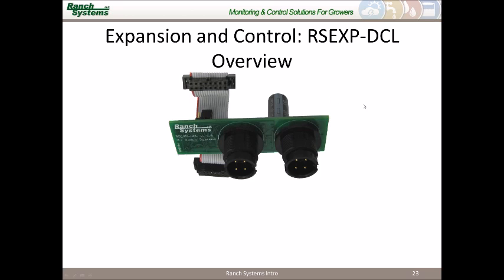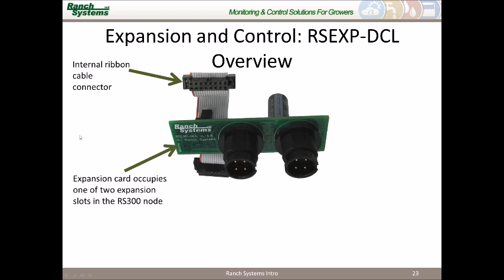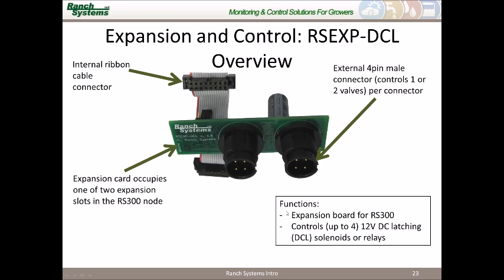So here's some of the options for the expansion. This is what we call a DCL board. This is what can be used to connect internally to an RS-300. You can be ordered with this, or you can add it later. And it occupies 2 positions or 2 holes in the bottom of the RS-300. There's a total of 4 holes or 2 slots. So this takes up 1 slot. And this one connector here provides power to up to 2 valves per connection. Just requires an additional cable. So what this could connect to would be the 12-volt DC latching solenoids or relays.